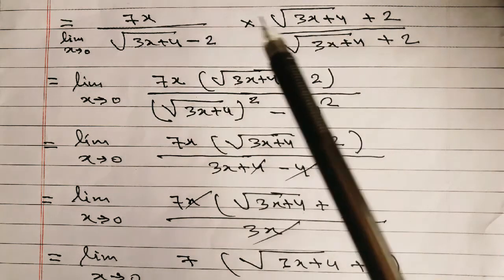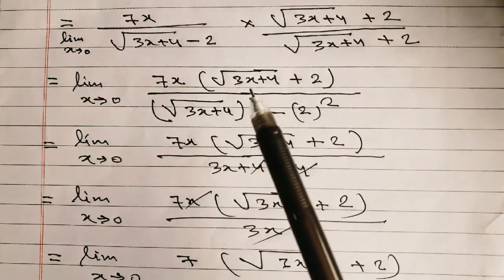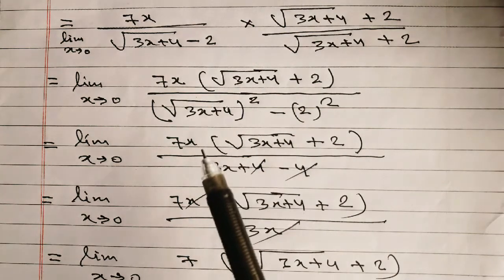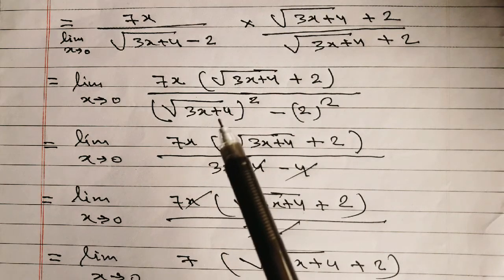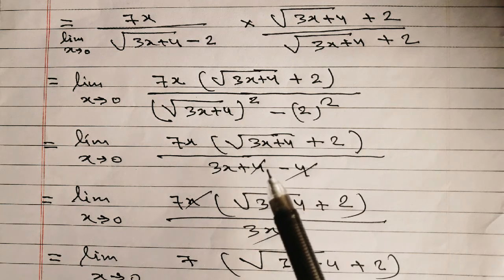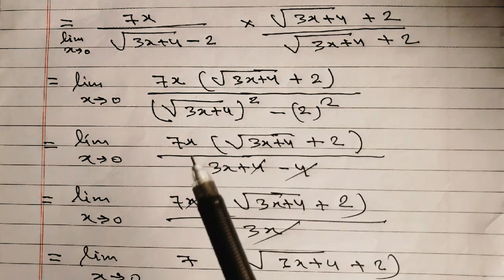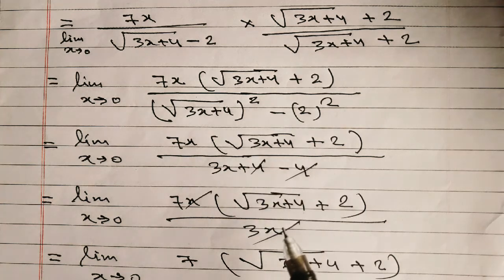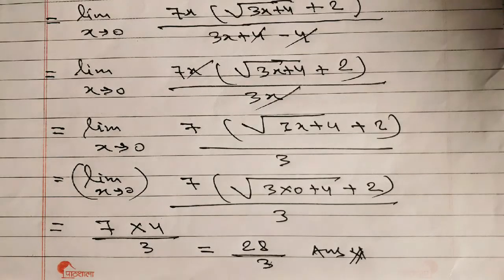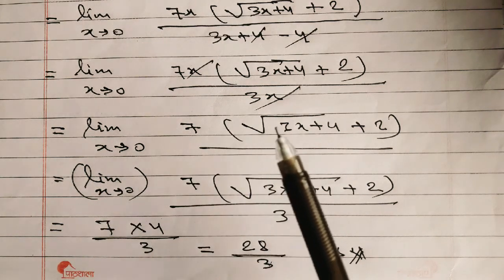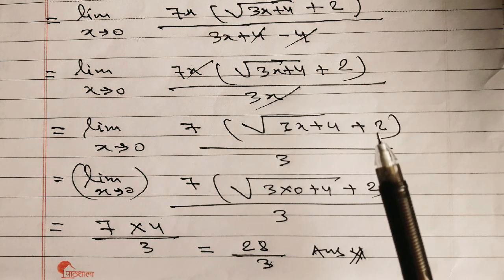The first function is 7x into root 3x plus 4 plus 2, keeping it as it is. Now 3x plus 4 minus 4, the plus 4 and minus 4 cancel, and we get 3x. That means the limit as x tends to 0 of 7x into root 3x plus 4 plus 2 divided by 3x. The x cancels, and we get 7 into root 3x plus 4 plus 2 divided by 3, which is the limit as x tends to 0 of 7 by 3 into root 3x plus 4 plus 2.